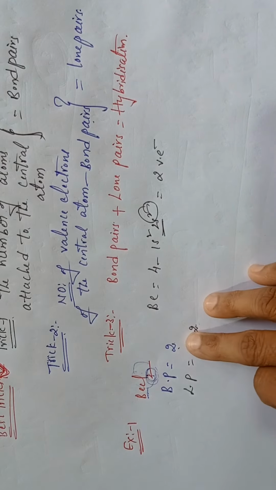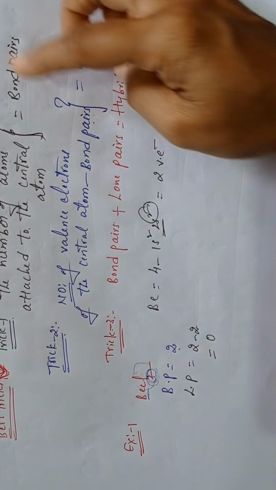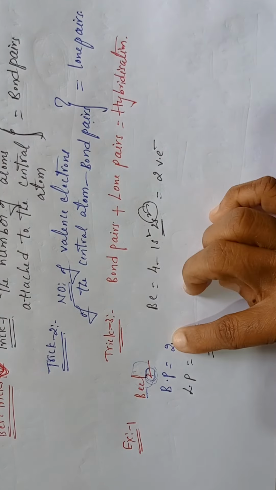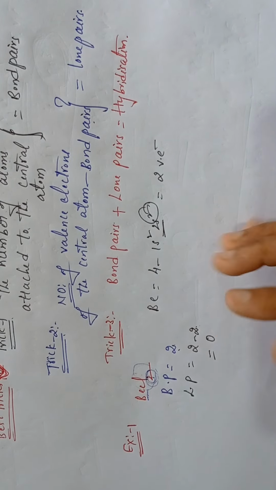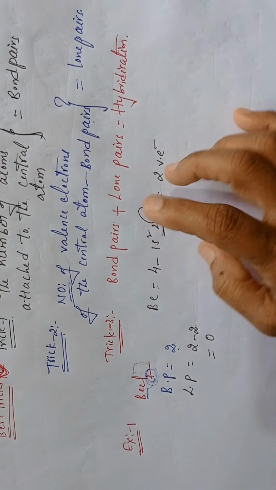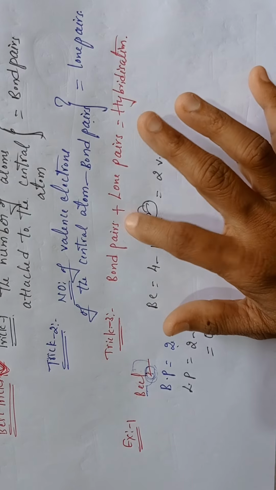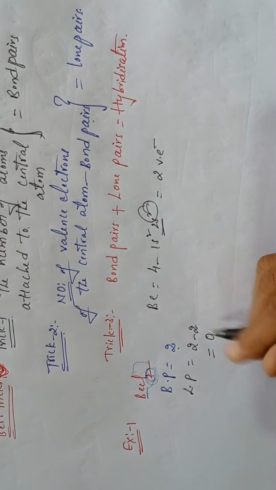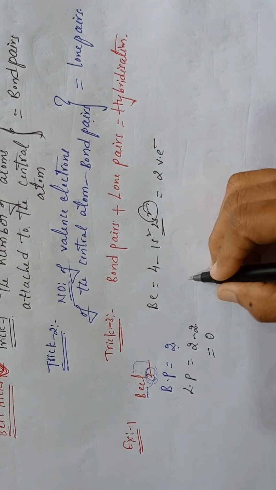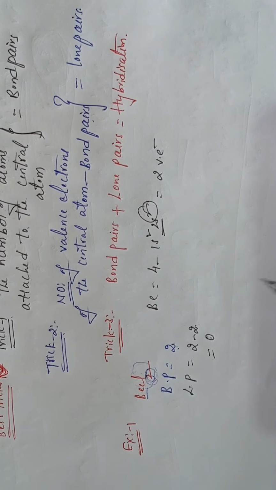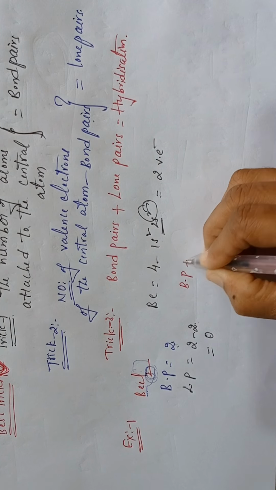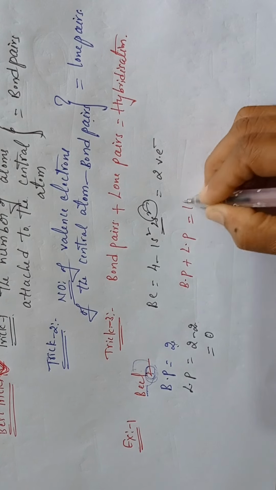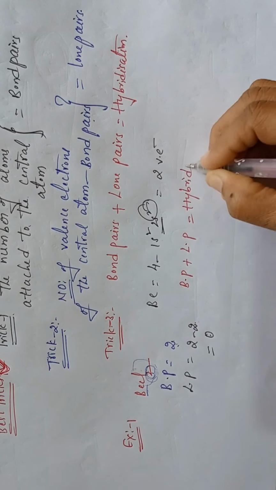Only bond pairs are there, 2 bond pairs. How many lone pairs, students? 0 lone pairs. No lone pairs. And what is the hybridization? Bond pairs plus lone pairs is equal to hybridization, students. Now you add both. 2 plus 0, how much, students? How to find it? Bond pairs plus lone pairs is equal to hybridization, correct?